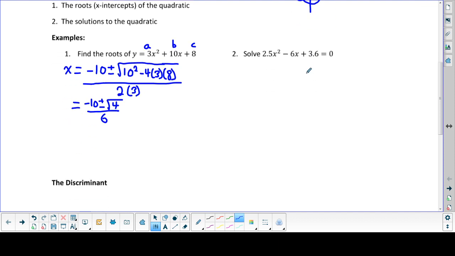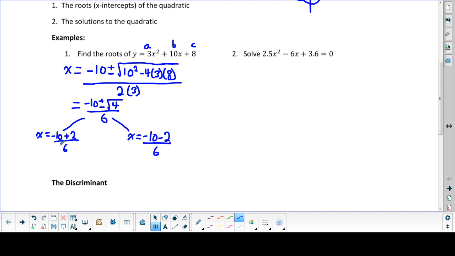We get 2 results. Let's see, so I'm going to split this up into 2 little pieces. So let's do x equals negative 10 plus the square root of 4, which is 2, over 6. And we'll do a separate one. And this is our second answer. X is negative 10 minus 2 over 6.